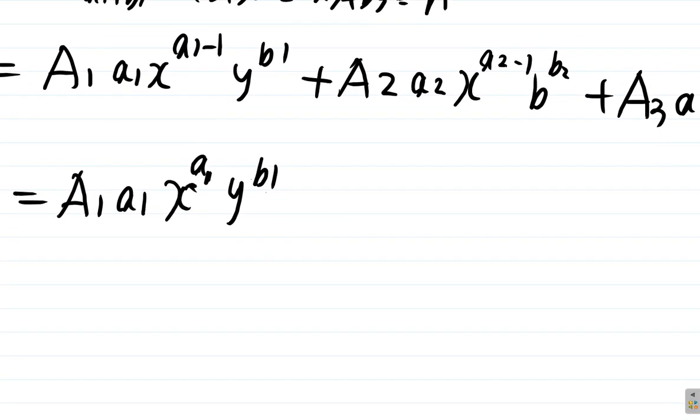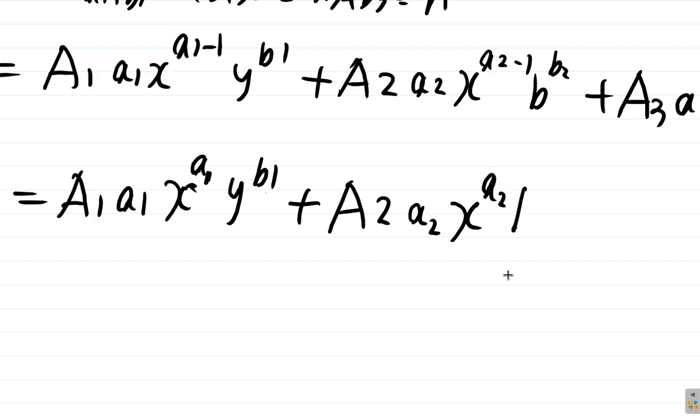Now, here, we're going to have a capital A2 times common a2. Now, when we multiply this by x, the same thing would happen. It's going to be multiplied by x to the 1. And when we add the powers, we have a2 minus 1 plus the 1 from the new x, and the negative 1 plus 1 will go. So we have x to the a2, y to the b2, plus.